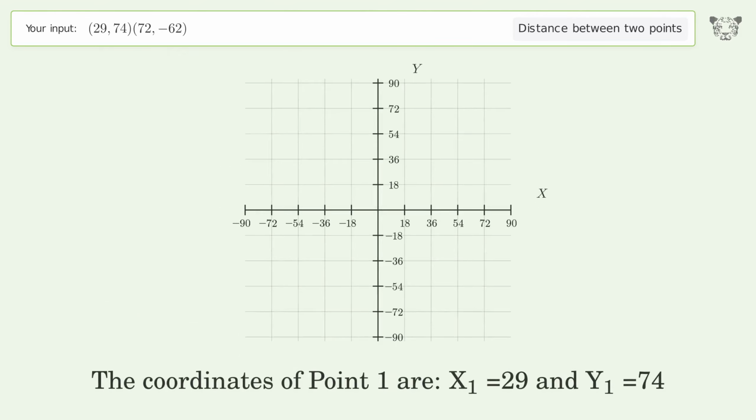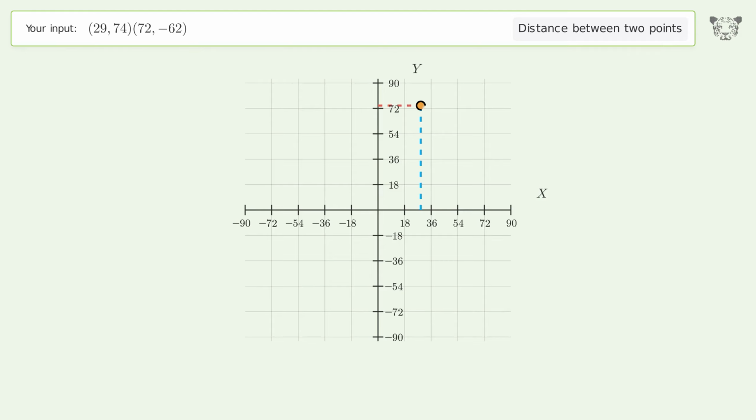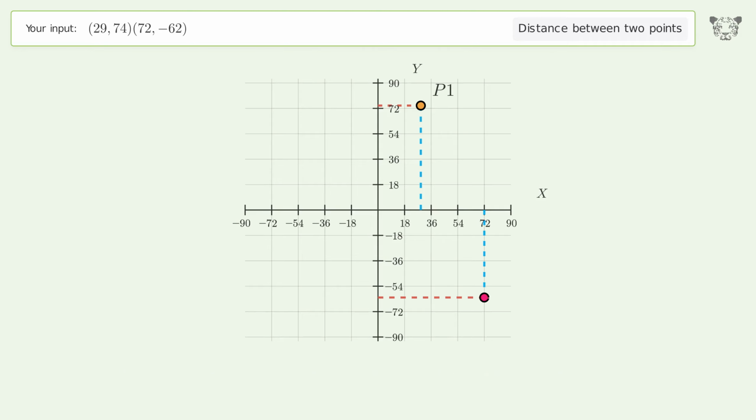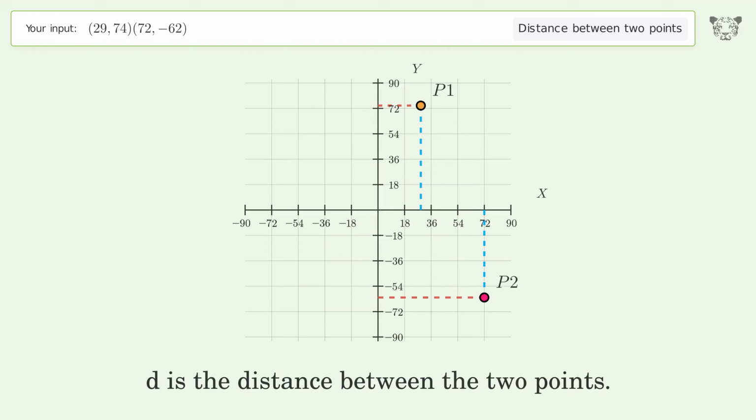The coordinates of point 1 are, x1 equals 29 and y1 equals 74. The coordinates of point 2 are, x2 equals 72 and y2 equals negative 62. D is the distance between the 2 points.